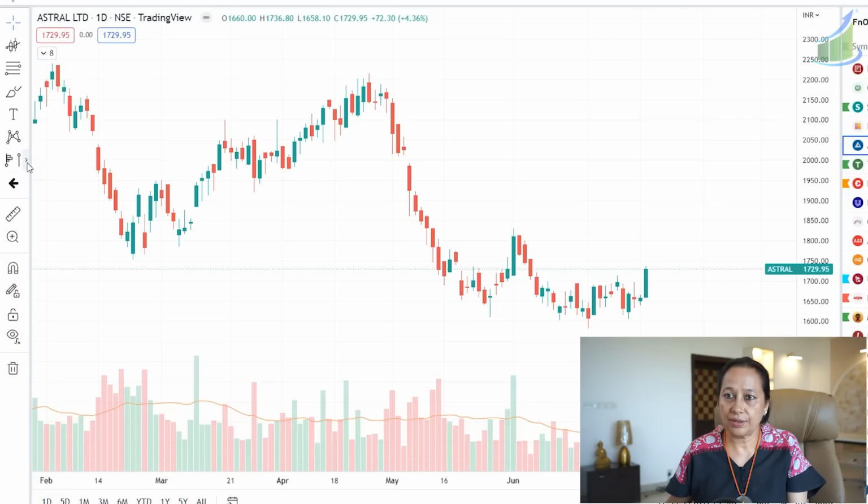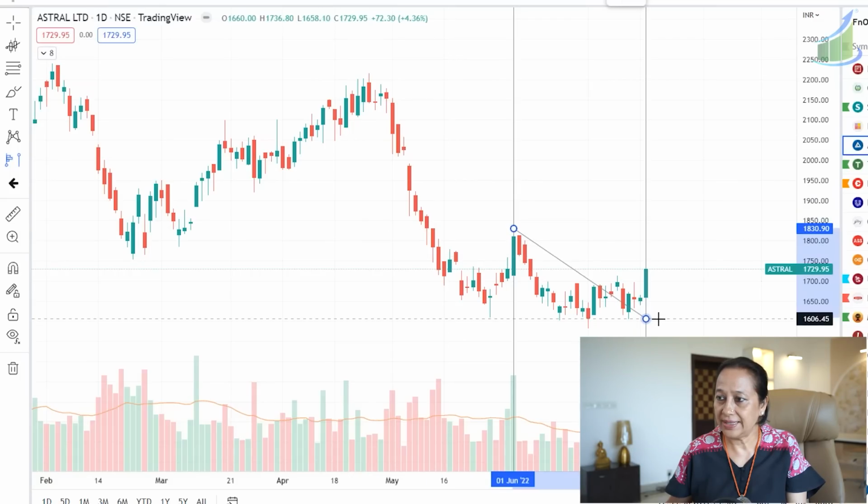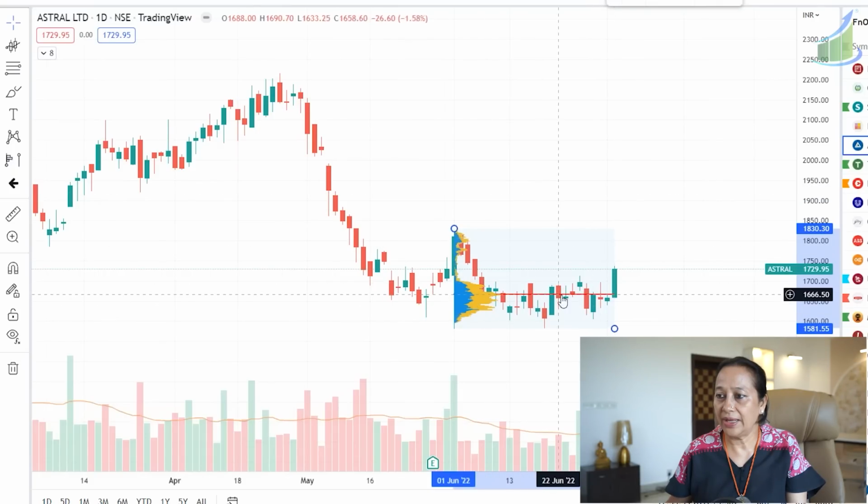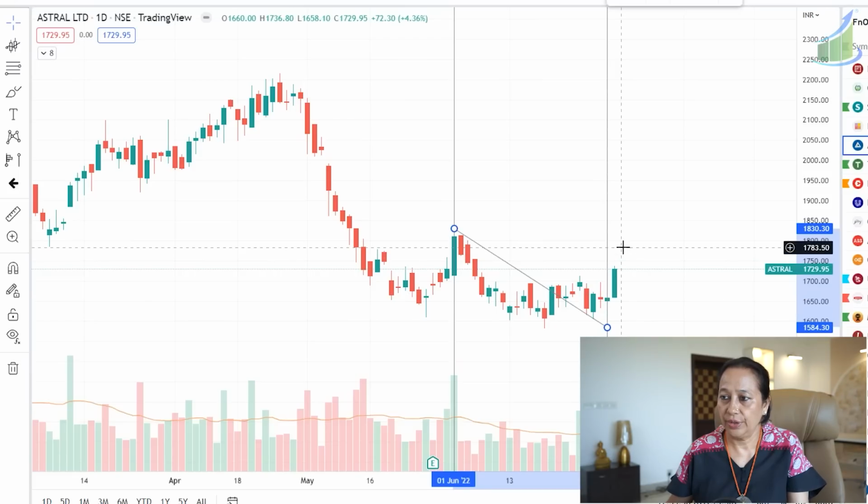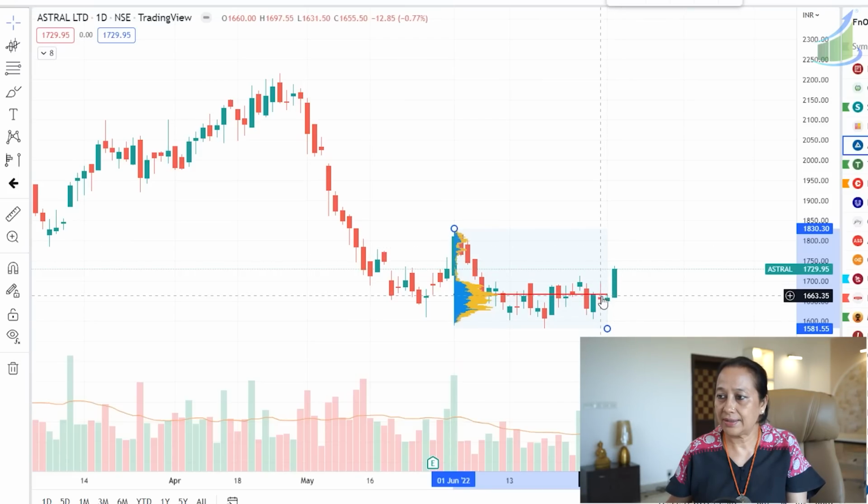I went to this here, pulled the fixed range, and you can plot it from the recent high to the recent low. And see, this is a very, very strong support zone. If I go to yesterday's analysis, I was here. So have a look at it. This place, which is 1666, was a very, very strong support zone.